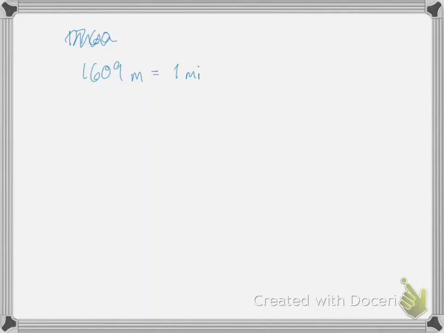Now, how did I know that there's 1,609 meters in a mile? You have to look that up. So either you have to memorize it or you have to look it up. The front cover of the book has most of the unit conversions. You can Google it or you can ask Siri.